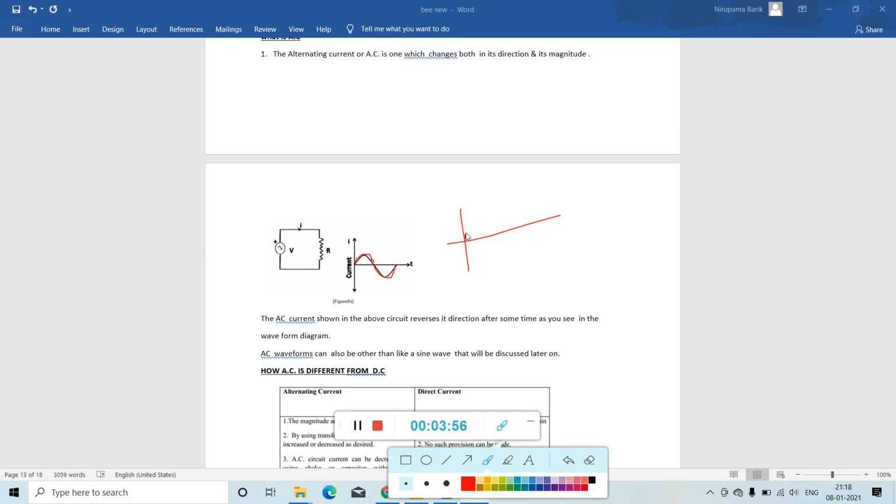That means in the positive half cycle, whatever the graph, the same thing traverses in the reverse direction. It may be like a sine wave, a triangular wave, or a square wave. The AC waveform may be like this also. In the positive half cycle, if it is like this, then in the negative half cycle it is like this. This is the alternating current or voltage waveform.